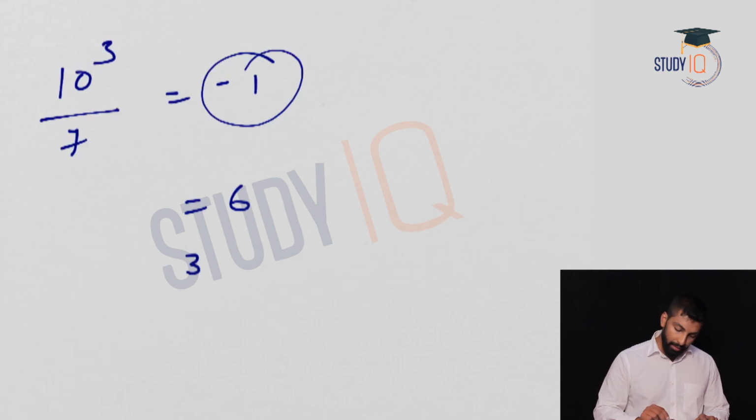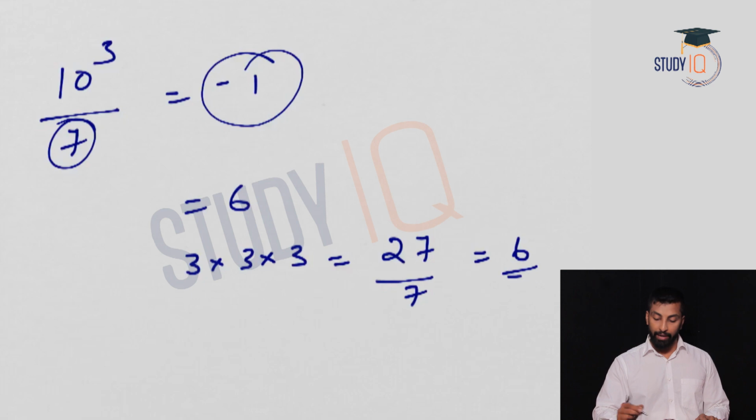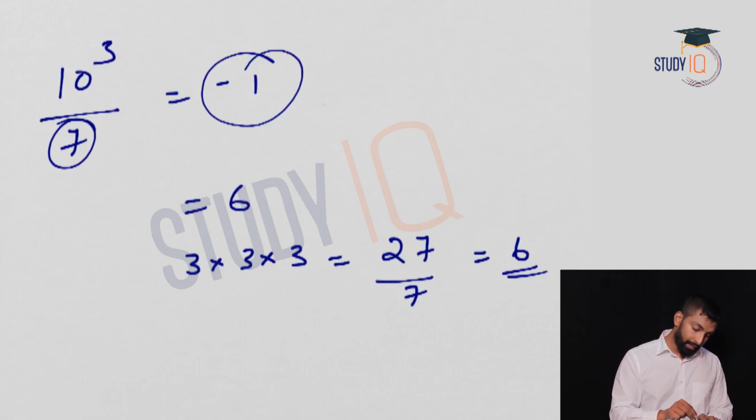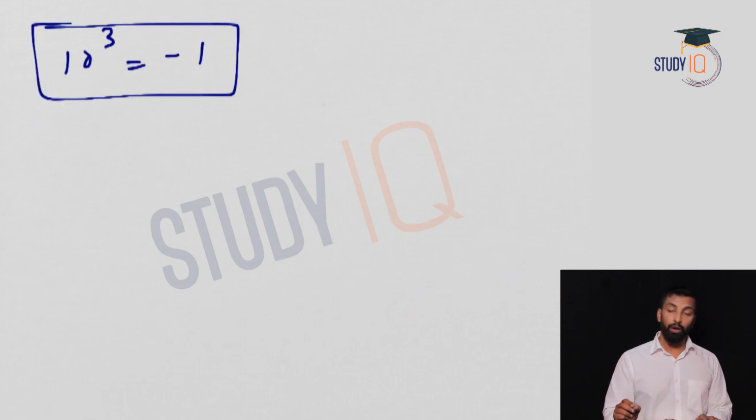Why 6? Because 3 into 3 into 3, that is 27, which is greater than the divisor, 7. So you divide again with 7, you get 6 as the remainder. But instead of 6, I can write minus 1. So you got 10 raised to 3 as minus 1. Now you understood that for 10 raised to 3 divided by 7, the remainder is minus 1 or 6.